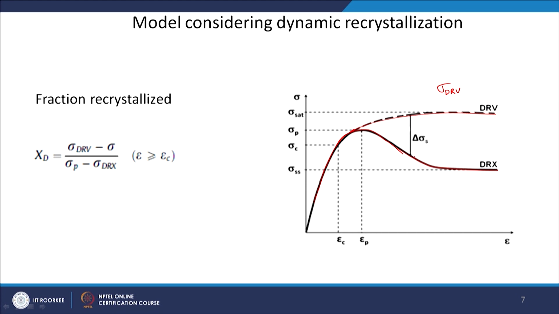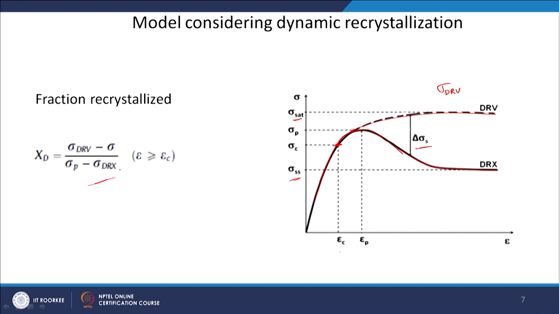Okay. And the difference between the two is given by some delta sigma. The initiation of recrystallization is happening at epsilon c and the corresponding stress is sigma c. Peak stress is at epsilon p and sigma p. And this sigma DRV is the saturation stress, what you are getting after dynamic recrystallization, you can say it is a steady state. So, from this also you can calculate the fraction recrystallized, which is shown here.